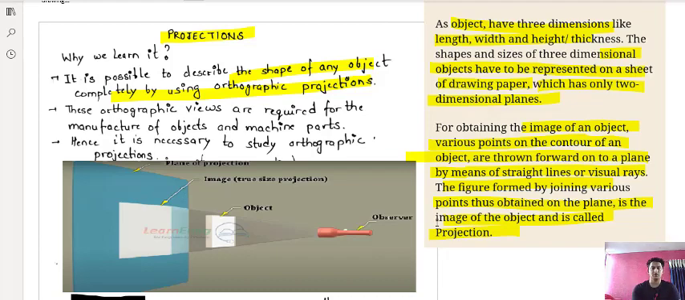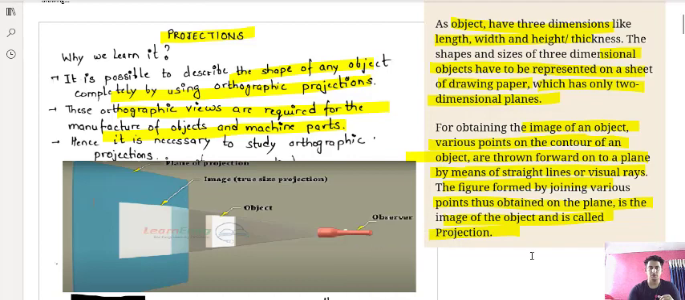These orthographic views are required for manufacturing objects and machine parts. So you have an idea of an object and suppose you want to manufacture it. How will you manufacture it? First of all you will provide the drawing of that object, showing that from the front it looks like this, from the top it looks like this, from the side it looks like this. There are different types of views. They define the shape of an object, what the 3-dimensional object looks like in 2 dimensions.